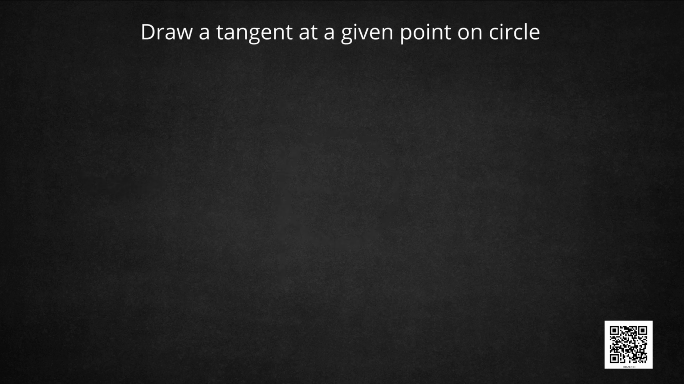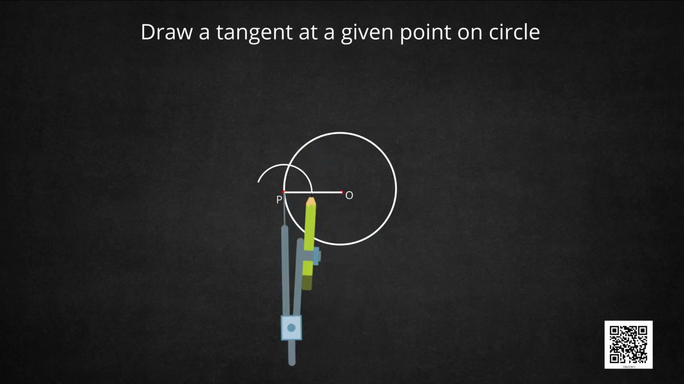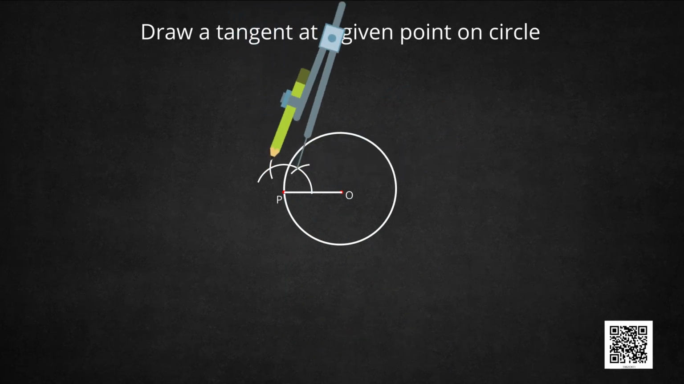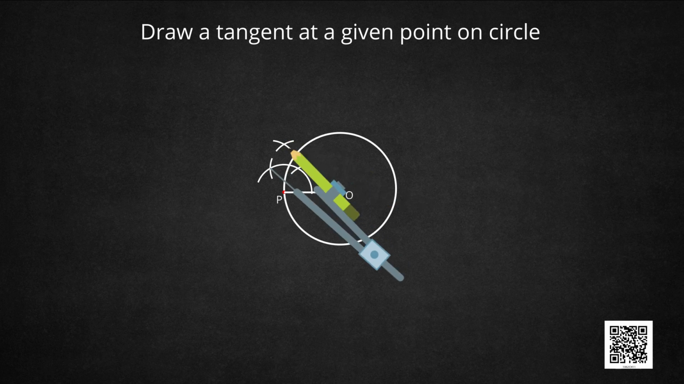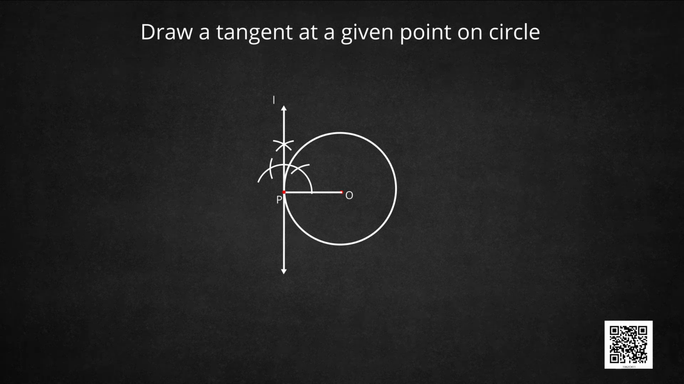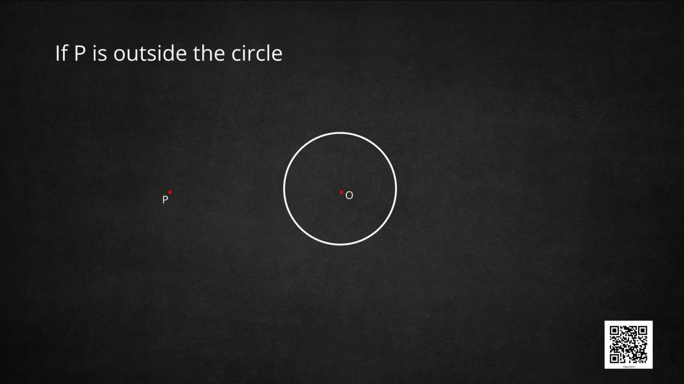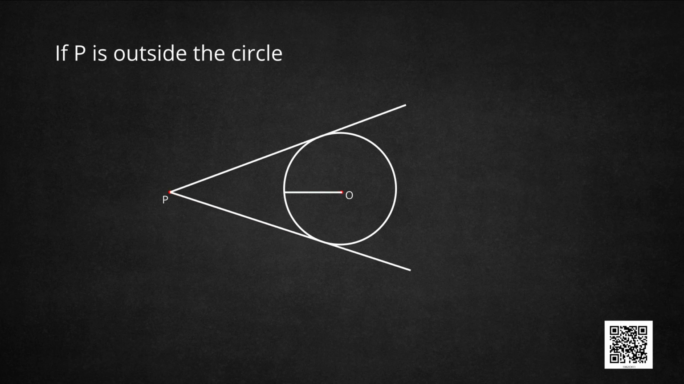So if we have to draw a tangent at a given point, how will we do this? Join center with this point. Let us draw a line perpendicular to OP at point P. So this line, say L, is tangent to the circle at point P. Now if P is outside the circle, there can be two tangents to the circle passing through point P. Let us try to construct such two tangents to a circle.